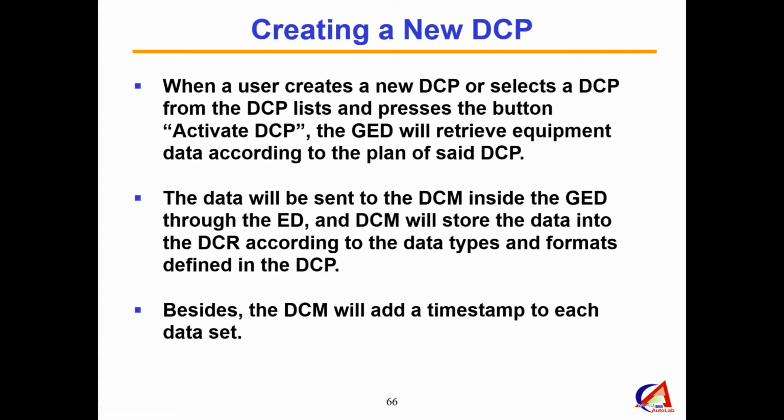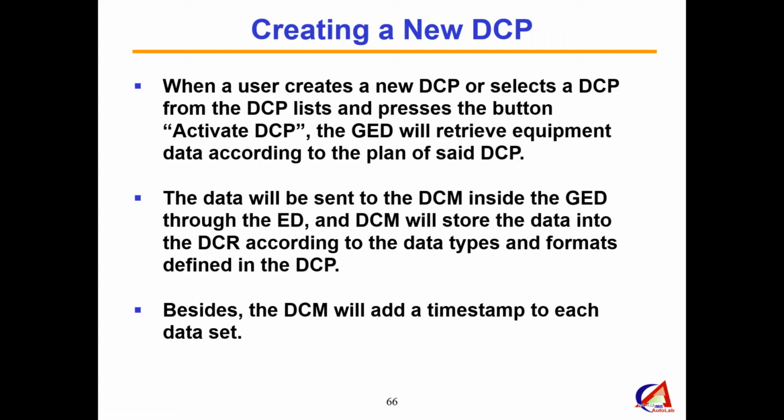So creating a new DCP, how can a new DCP be created? When a user creates a new DCP or selects a DCP from the DCP list and presses the button Activate DCP, the GED will retrieve equipment data according to the plan of said DCP. The data will be sent to the DCM, the data collection manager inside the GED, through the GED equipment driver, and the DCM will store the data into the DCR according to the data types and the format defined in the DCP. Besides, the DCM will add a timestamp to each data set.